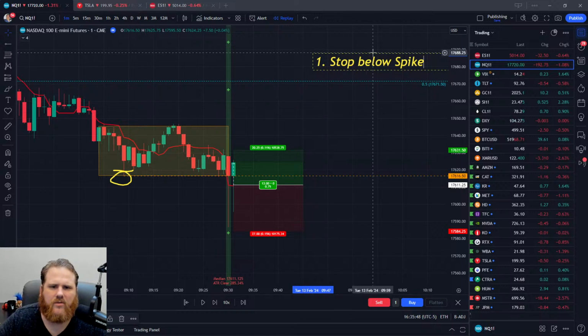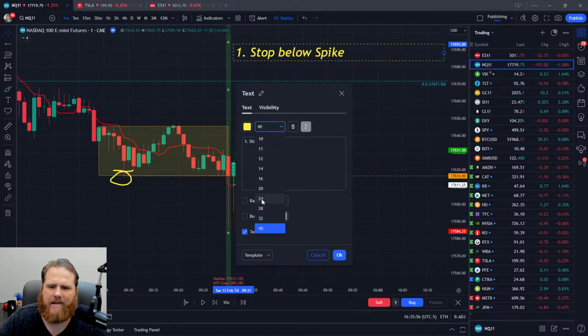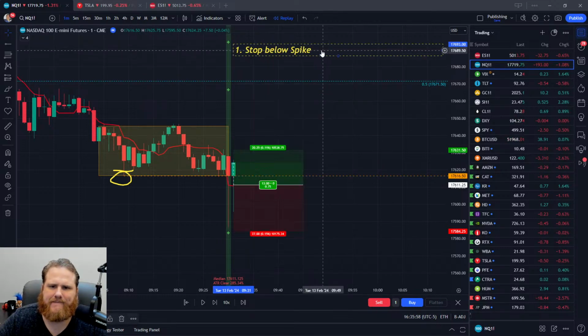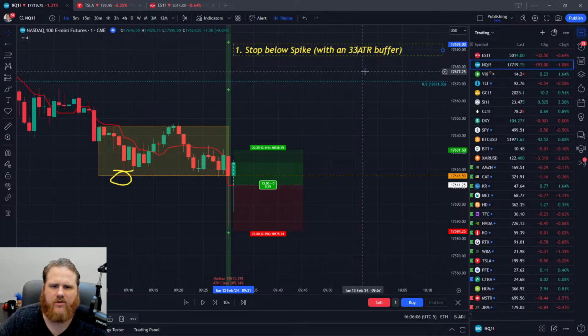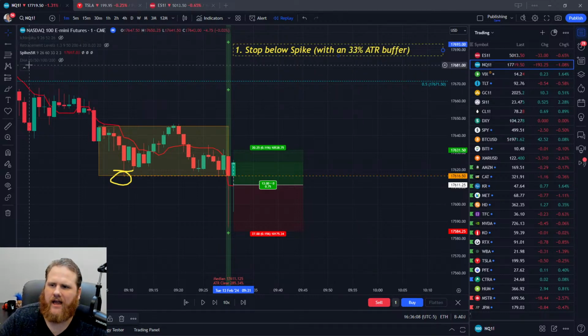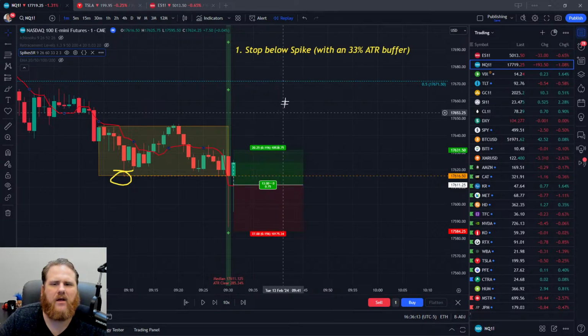I'll move this over a little bit. Grab it. There we go. Make this a little smaller too. And this, I use a 33% ATR buffer. So there's 33% of ATR. And in the indicator itself, you can change that if you want.